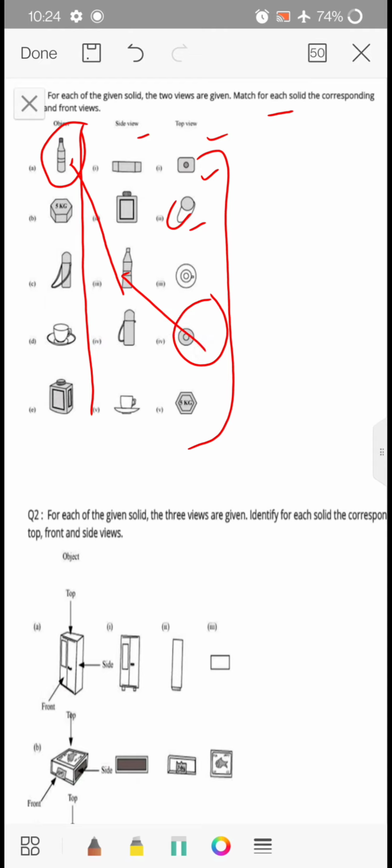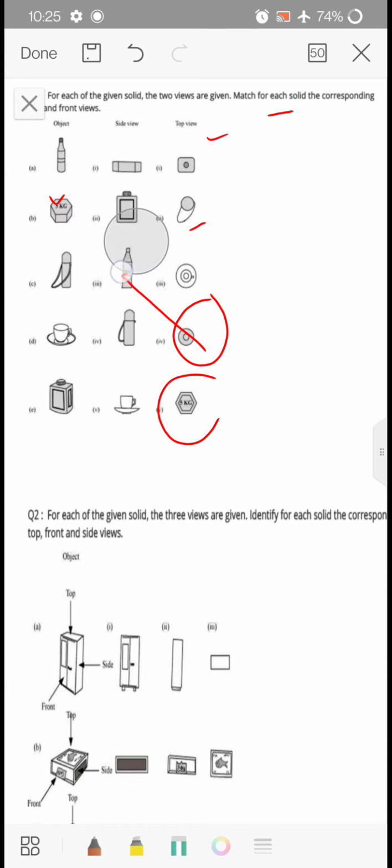The next is the weighing scale, this one is 5 kilograms. You have to find out the top view. If you look at it from the top, then you will find this top surface, which is like this. So this is the top view, and then you have to find out the side view. If you look at it from the side, then it will be somewhat like this. So this is the side view of this object.